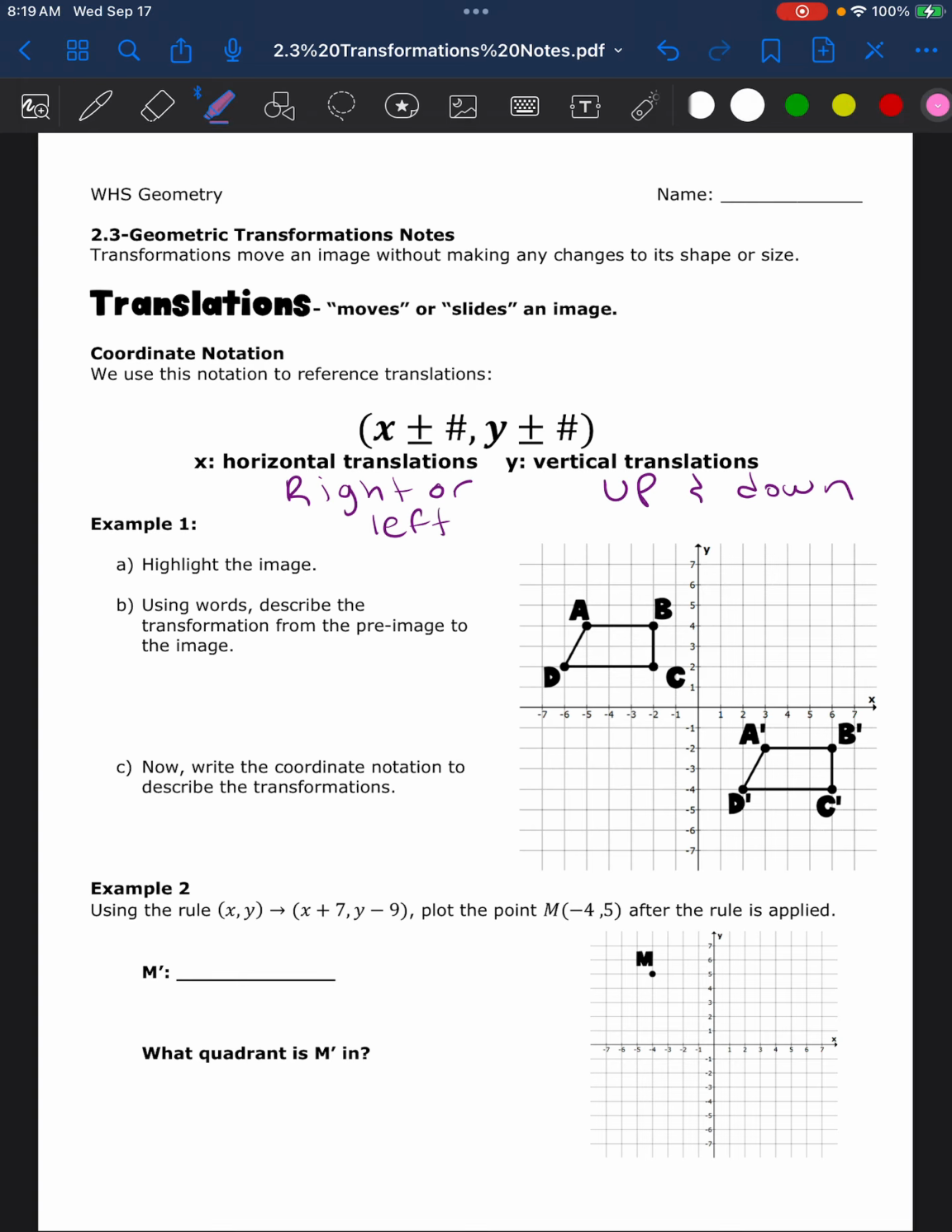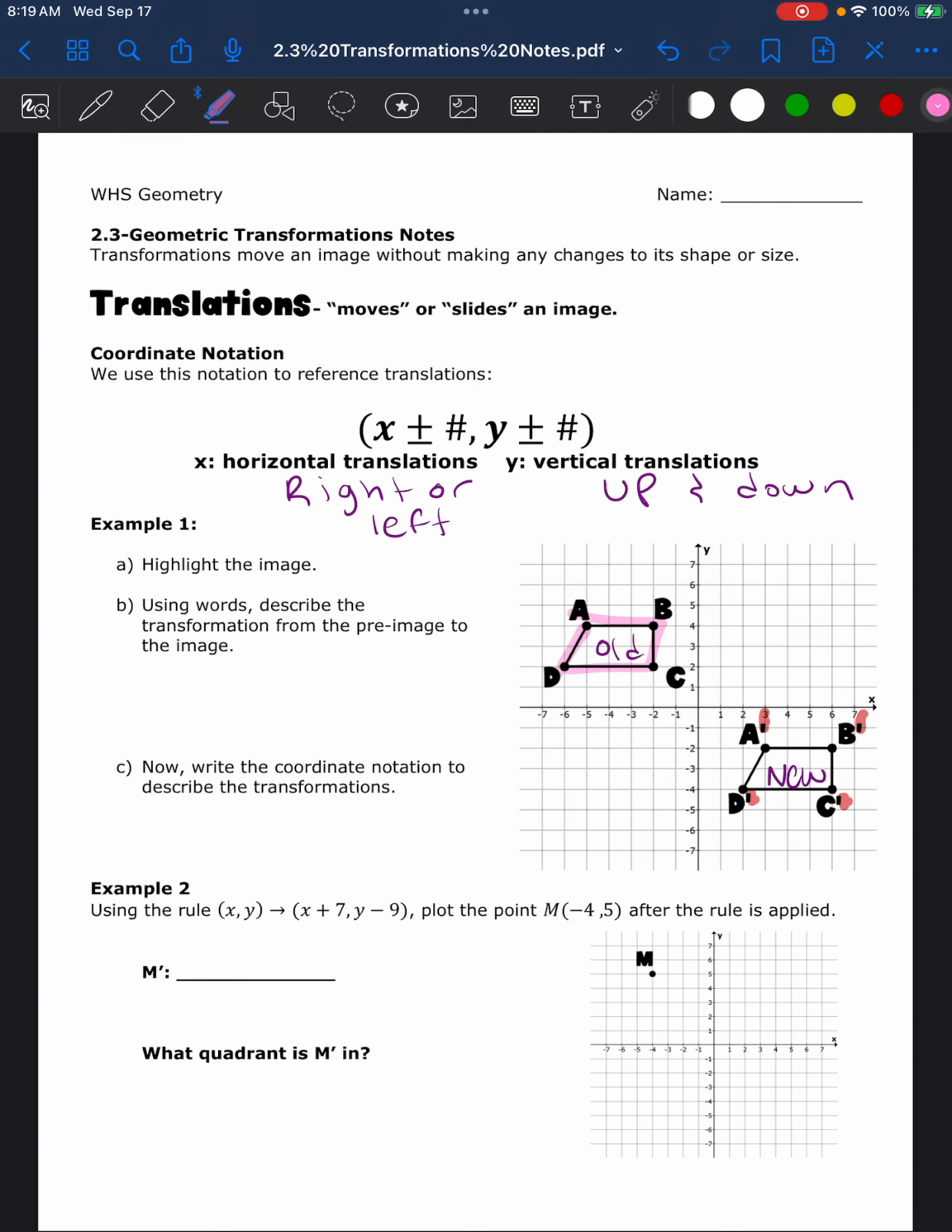First it says highlight the image. So our image is the old one. So I'm going from the old, and our pre-image is the new. So this is old to new, and the reason why I know which one is my new one is because it has the little apostrophes.